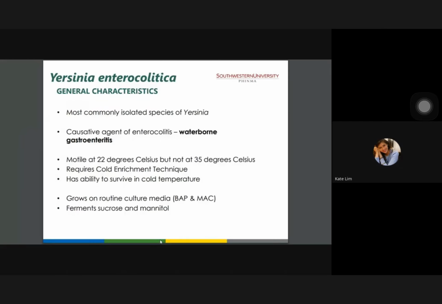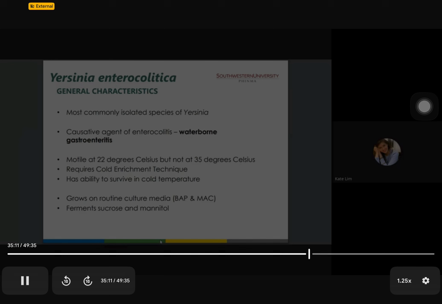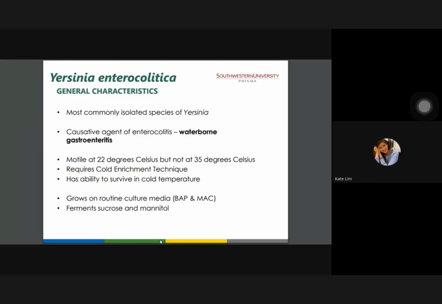All right, so what we have here are some general characteristics of Yersinia, how it causes diseases, and how we identify them in the laboratory. Yersinia enterocolitica is also the most commonly isolated species of the Yersinia genus. It is very important for us to recognize that it is a primary pathogen in cases of enterocolitis.